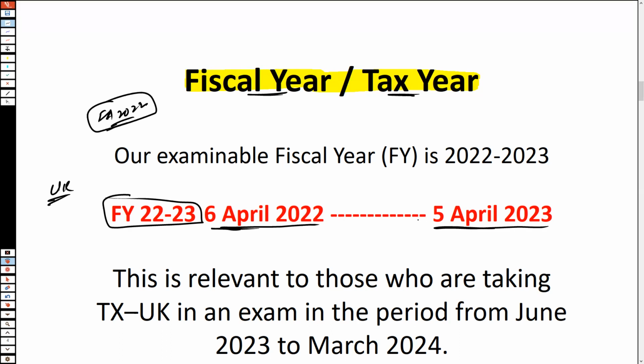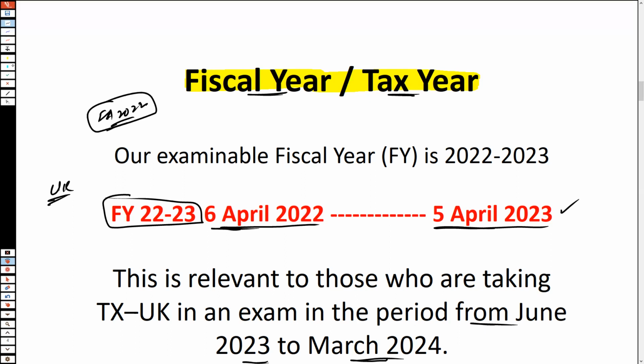It means for our question practice purposes, this fiscal year 22-23 is relevant and we shall be performing all of the calculation according to these dates. And this fiscal year is relevant to those students who are taking this paper in the exam in the period from June 23 till March 24.